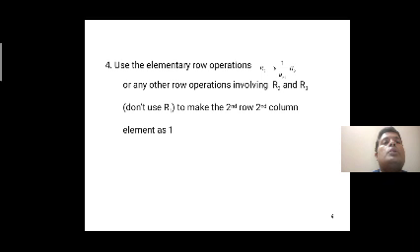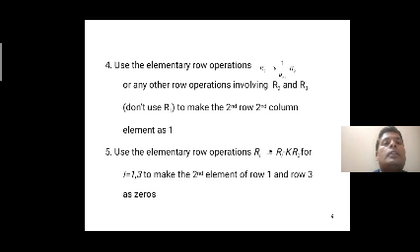Number 4. Use the elementary row operations R2 gives 1 by a22 R2 or any other row operation involving R2 and R3. Don't use R1 to make the second row, second column element 1. Number 5. Use the elementary row operations Ri gives Ri minus k R2 for i equal to 1, 3 to make the second element of row 1 and row 3 zeros.